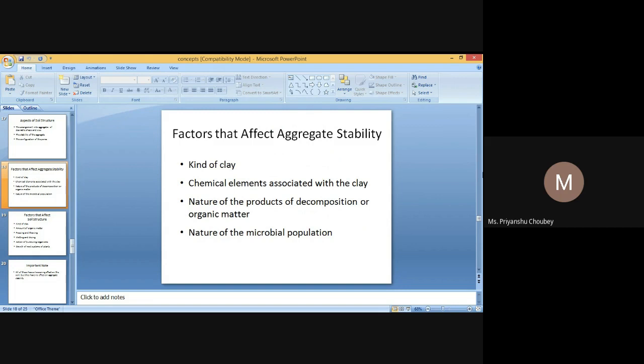Leaching is most active in sandy soils with high porosity, and less so in fine textured soils such as clays, which have restricted pore spaces. Soils with large particles and high porosity lead to free drainage and active leaching.